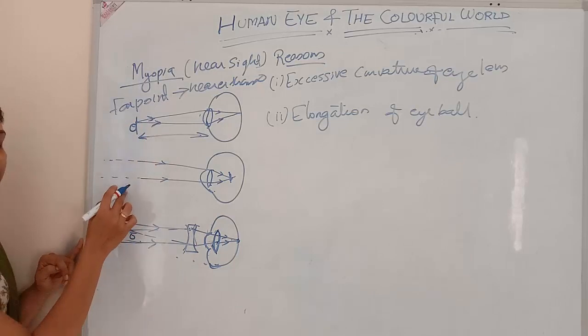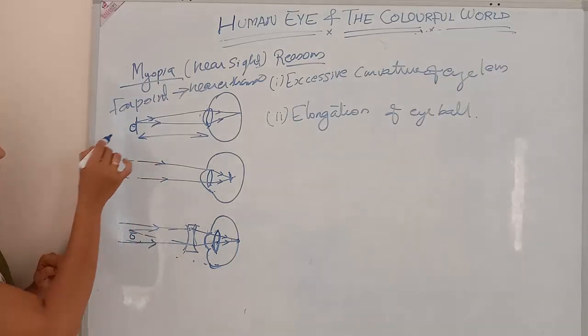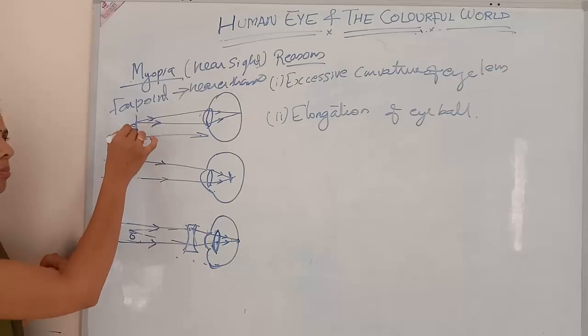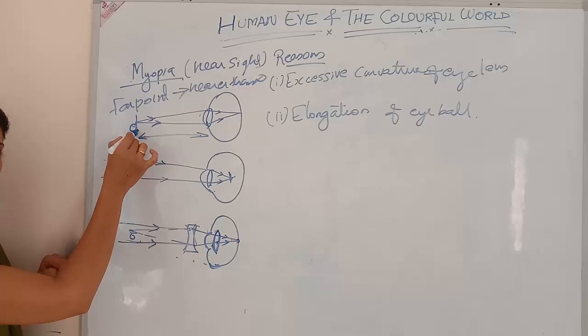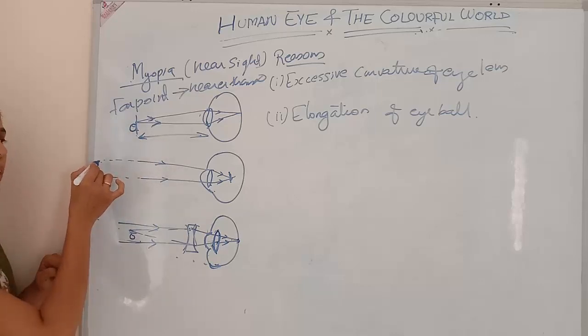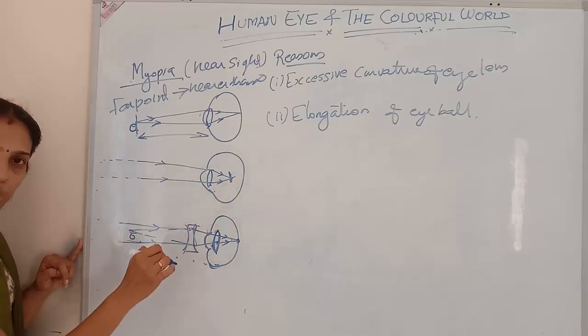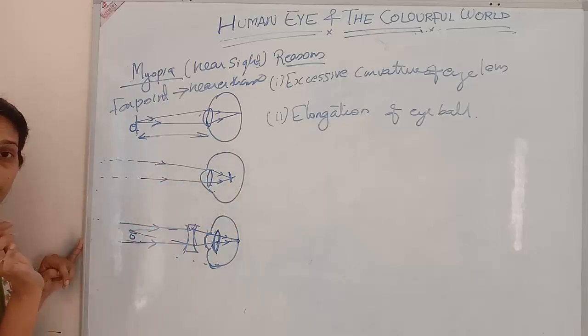So these three diagrams are very important. That is for a myopic eye. From a far object, where is the position of the far object? Far point. Okay, if the light ray is coming from infinity, where will it fall? What should we do to correct that? We should use a concave lens.